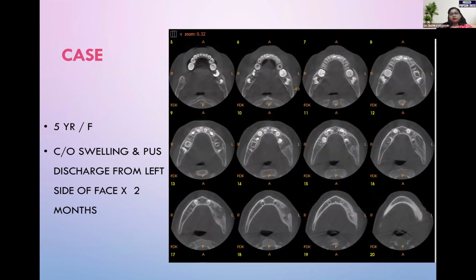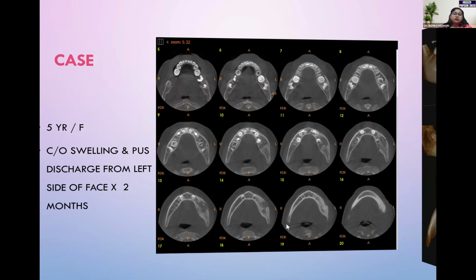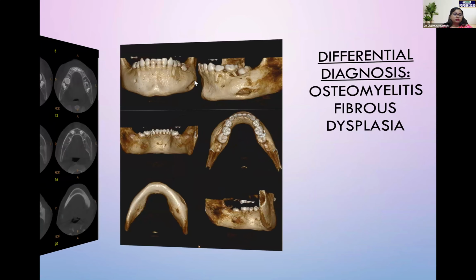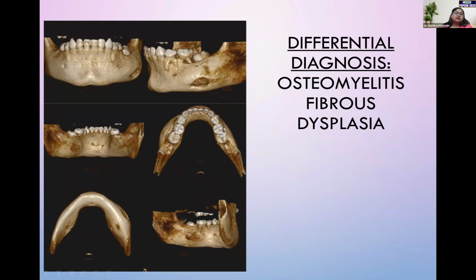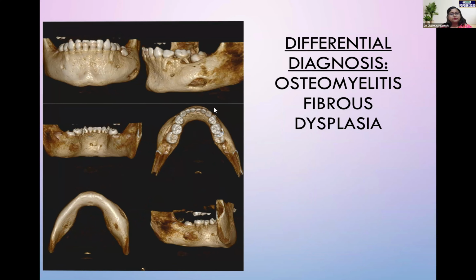Next case is a 5-year-old female patient who reported to us with swelling and pus discharge from the left side of the face for 2 months. In these axial sections, we can see that there is expansion of the cortical plates, thickening of the mandibular body, and a few areas of radiolysis. Also, here we can see how the bone is thickened more. It appears to be like a periosteal reaction. This is the 3D image of the same patient. Since the teeth in this case appear to be normal, a differential of fibrous dysplasia was also considered. However, it came out to be osteomyelitis.